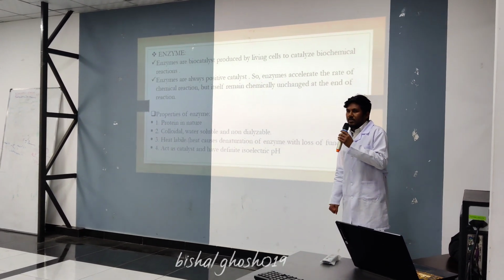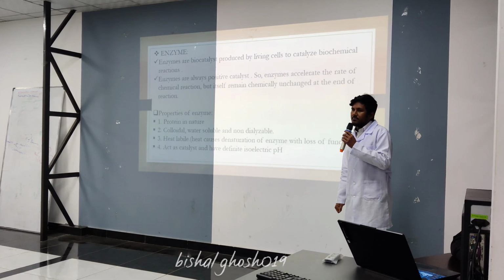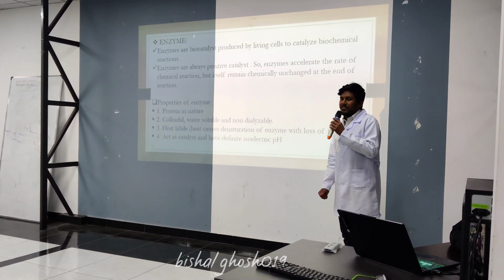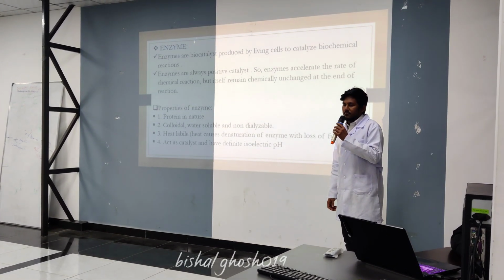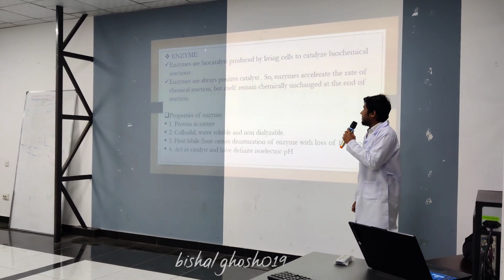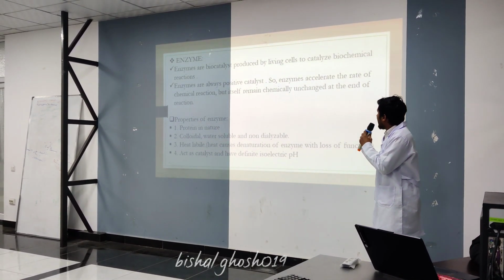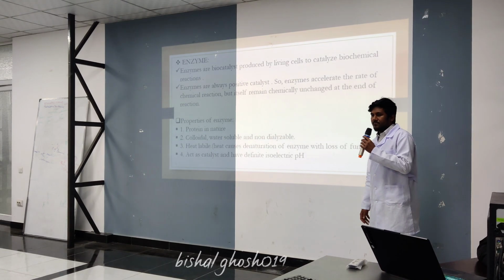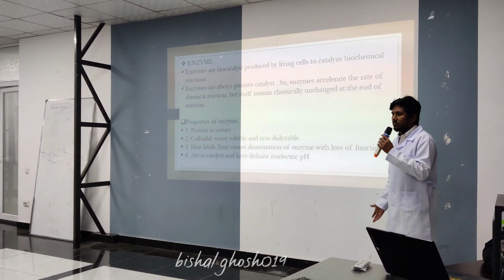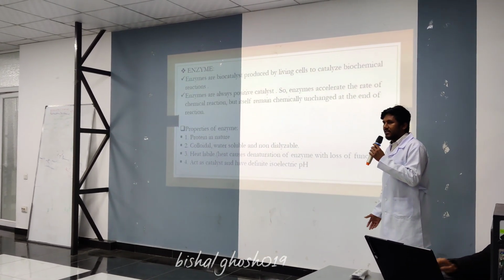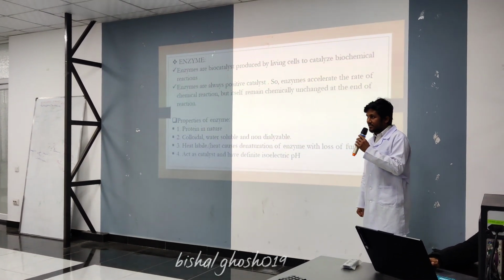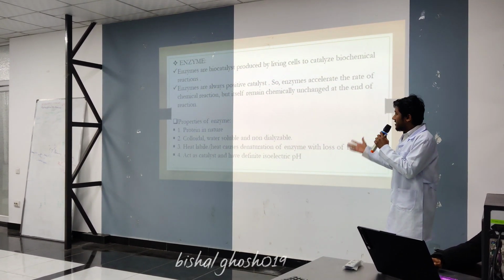Before knowing enzymes, we need to know catalysts. A catalyst is a chemical substance which increases or decreases the rate of chemical reactions. So enzymes are biocatalysts produced by living cells to catalyze biochemical reactions in our body. There are two kinds of catalyst: positive catalyst and negative catalyst. A positive catalyst increases the rate of reaction, and a negative catalyst decreases the rate of reaction. So enzyme is a positive catalyst.